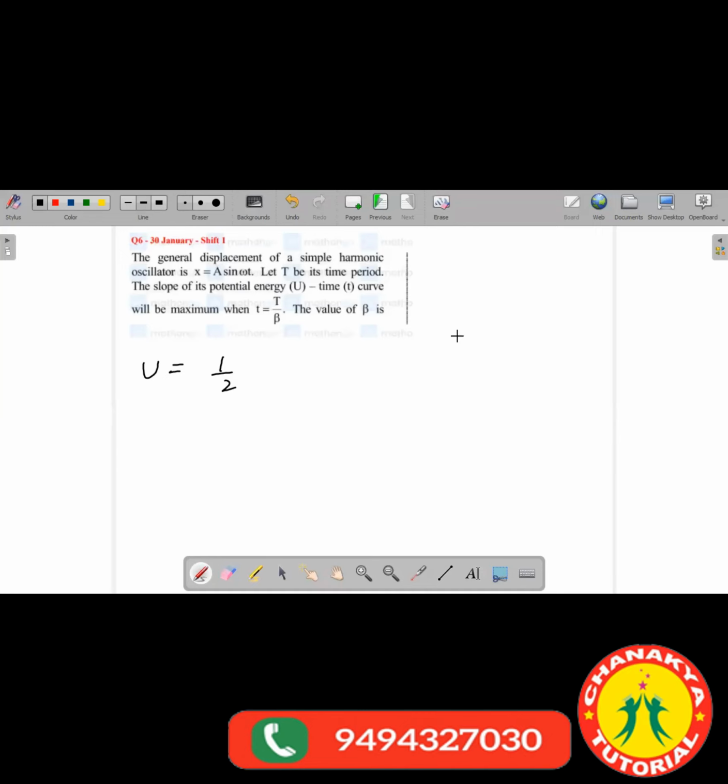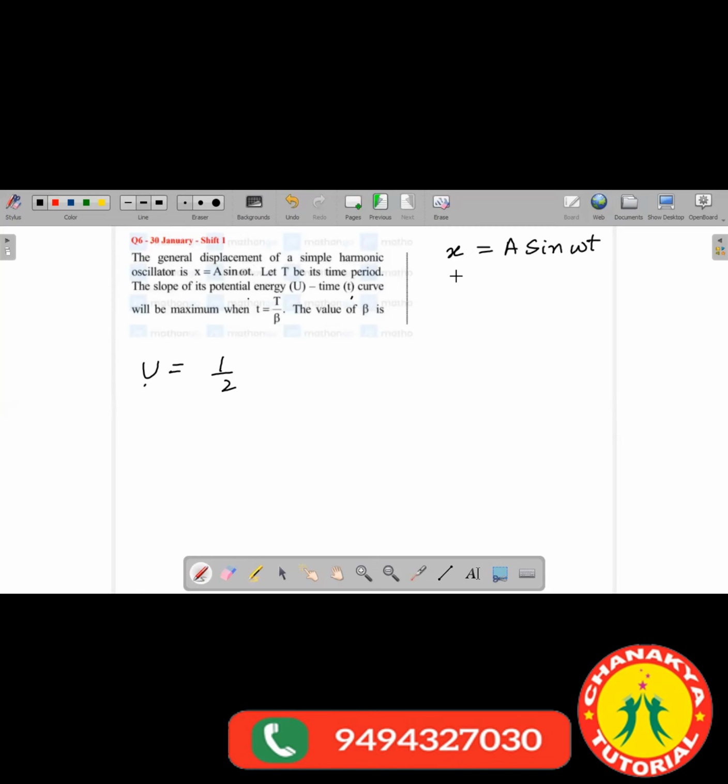Yes, we actually want that k, because once you get the potential energy, you just need to determine the change of potential energy with time. So du by dt is what you have to find out, and then you have to find when it will be maximum. Okay. So let us again move to our oscillator equation, which is x equals a sine omega t.